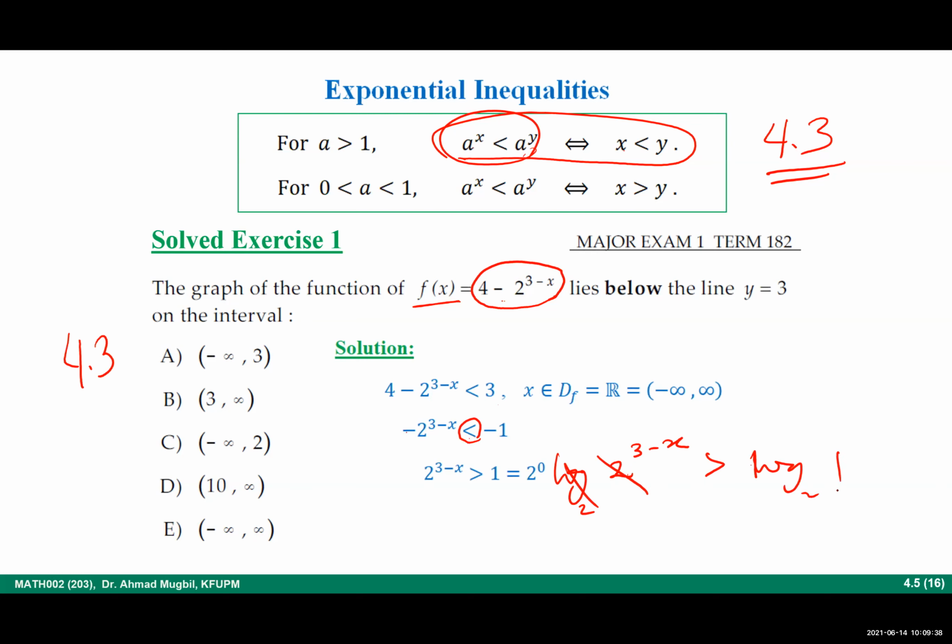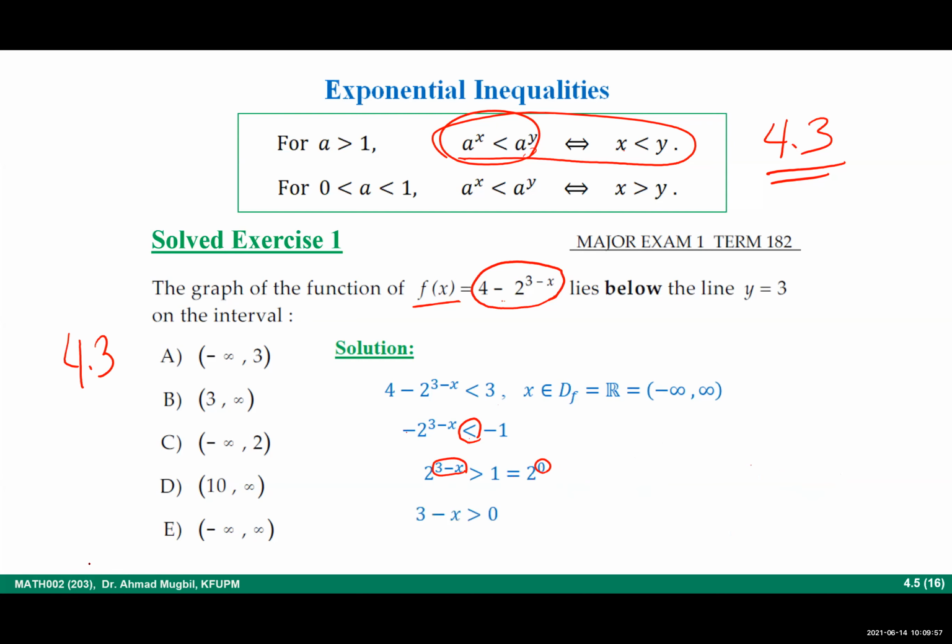So this will be cancelled with this, and log 2 is what? Log 1 is 0 for anything, so it is 3x minus x greater than 0. You can do it in several ways, the same as you do for equations. Now, 2 to the power 3 minus x greater than 1, this one, it is 2 to the power 0. So this means that this is greater than 0.